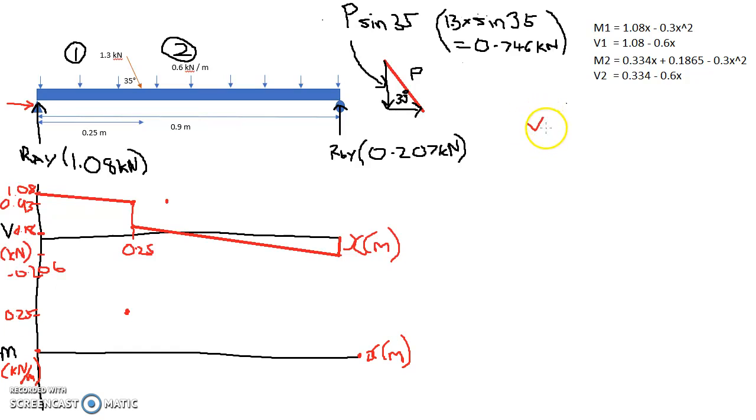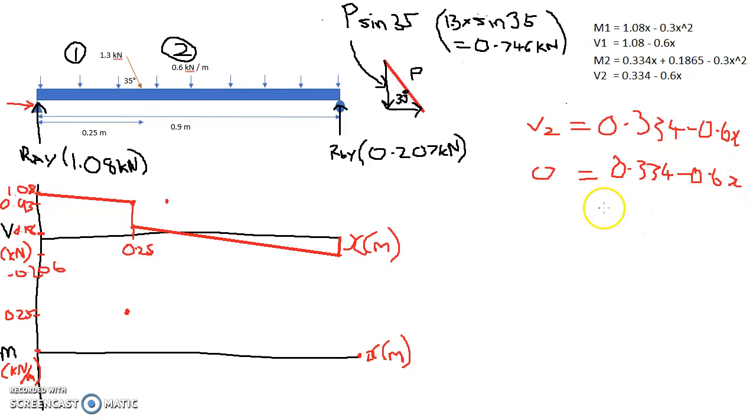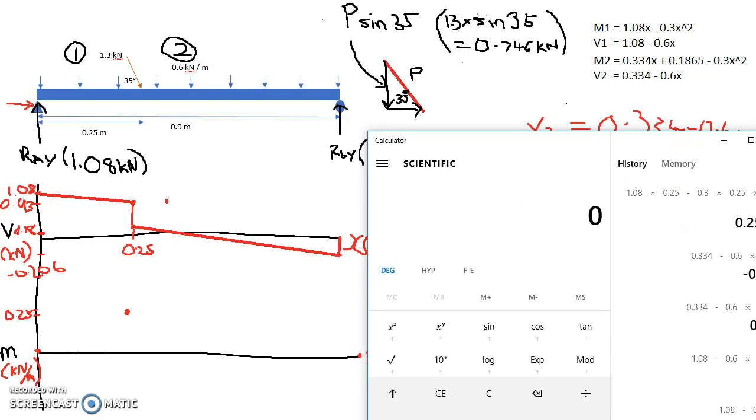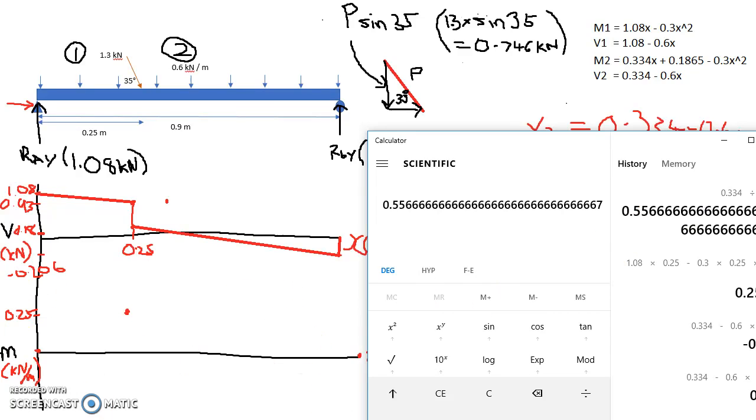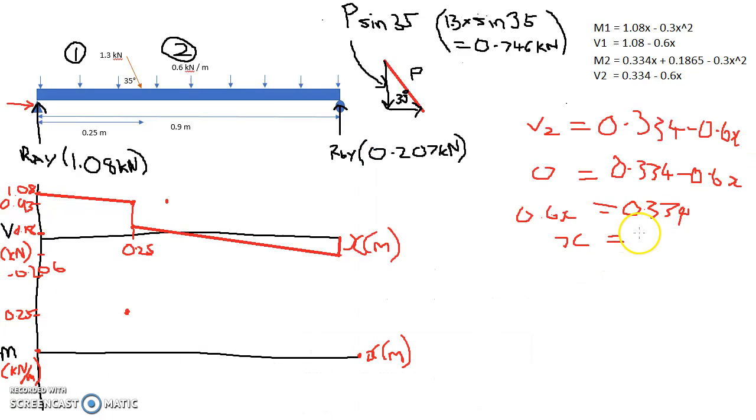V2 equals 0.334 take 0.6x. When that equals 0, we got this: 0 equals that. So 0.6x. I'm rushing through this, sorry guys. Don't have much time left on the recording. So x has to be 0.334 divided by 0.6. 0.56, we'll call it.